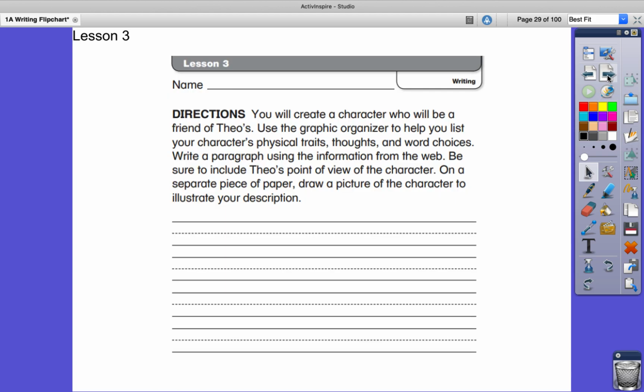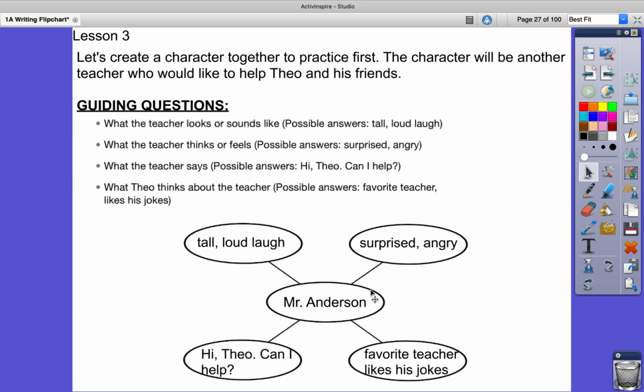So now in your online writing journal, which is a Google Doc, you're going to go down to Lesson 3 and follow these directions. You will create a character who will be a friend of Theo's. Use the graphic organizer to help you list your character's physical traits, so that is what they look like, thoughts, and word choices. Now in your writing journal, I put in a graphic organizer, but if it helps you, you could draw this web on a separate piece of paper. So you put one oval in the middle, then you connect the other ovals with a line. So you should have a total of 5 ovals, and all of these outside traits will connect to your character's name.